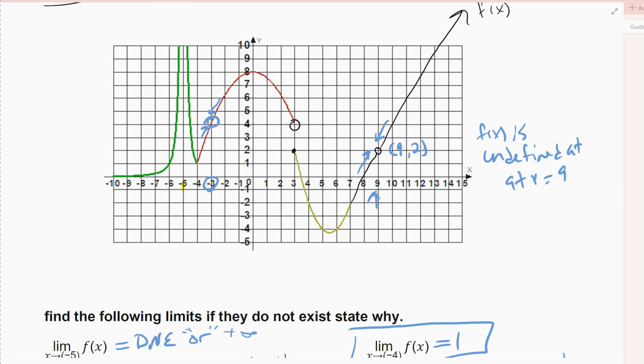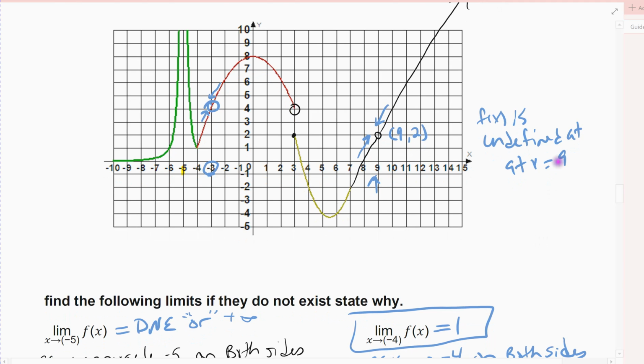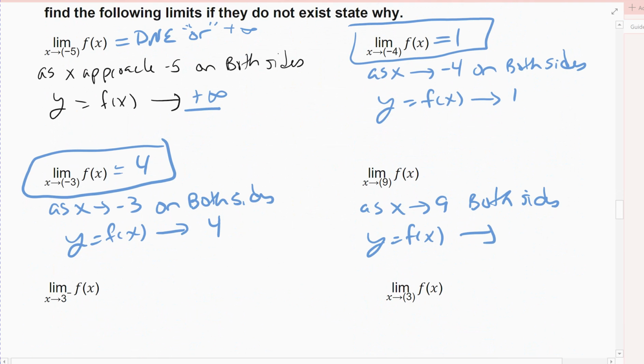And so 2 is the answer, right? From the left of 9, it's approaching 2. From the right of 9, it's approaching 2. It never gets to 2, doesn't exist at 2, but the limit does. The function doesn't, but the limit does. And so the limit as x approaches 9 on both sides is 2. The limit as x approaches 9 from the left and the right is 2.